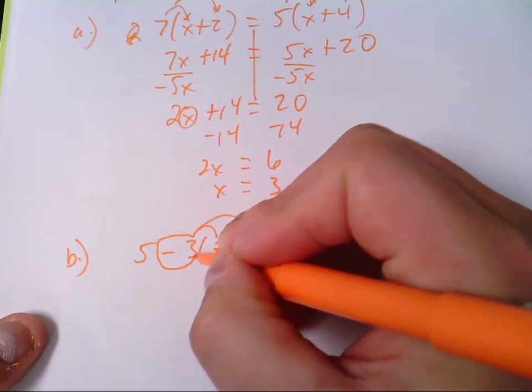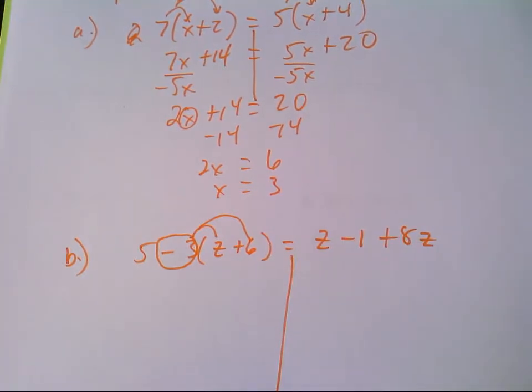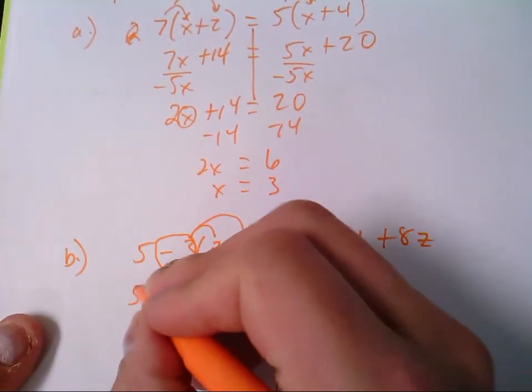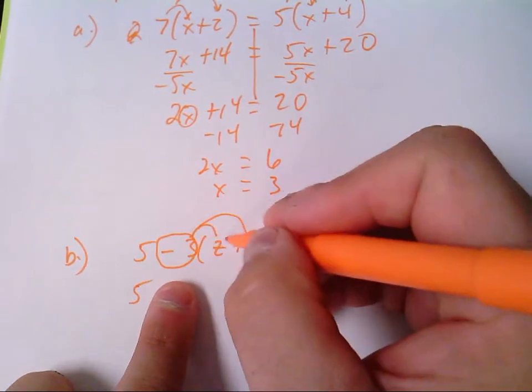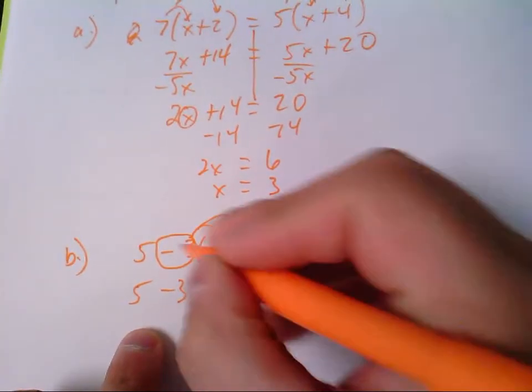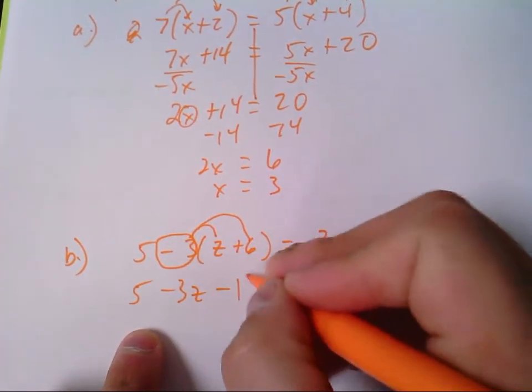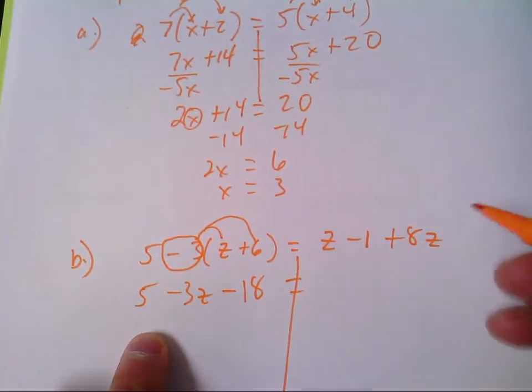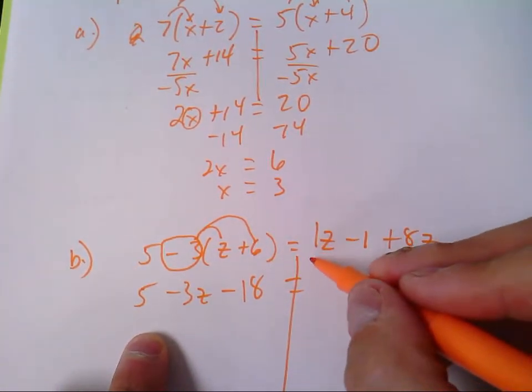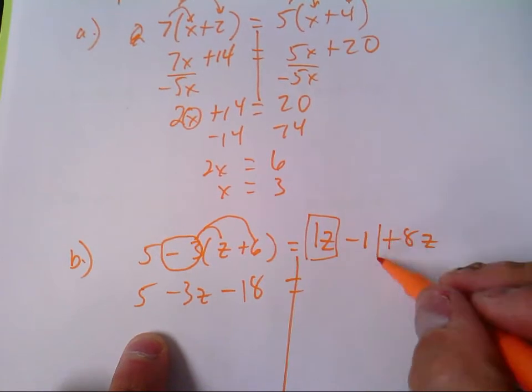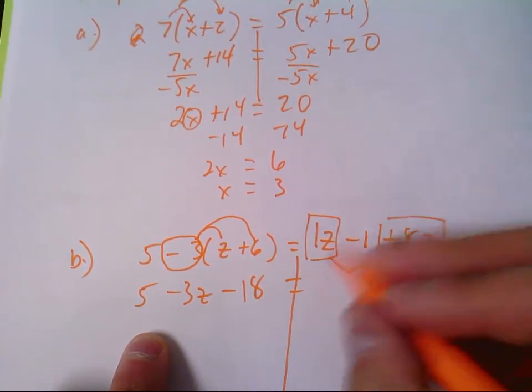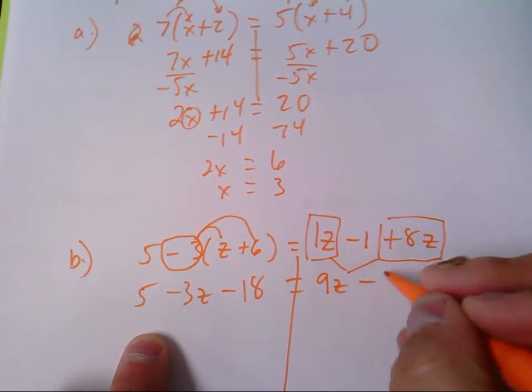Keep in mind, that's a negative 3 that gets distributed. That's where some of you maybe tend to make mistakes. So it's negative 3 times z, so it'll be negative 3z, and negative 3 times positive 6 would be negative 18. On the right side, I have a 1z. I don't have any distributing to do, but I can do some combining. So I'm going to put those together and get 9z minus 1.